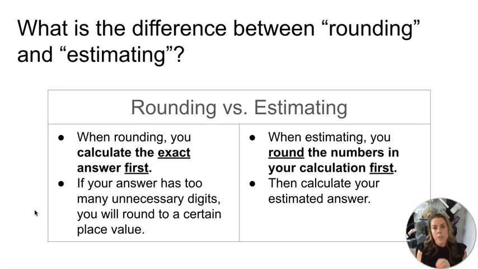With estimating, you are rounding the numbers first so that they're a little easier to work with. And I want you to think of always doing mental math with estimating, because you're rounding these numbers to a number that you can easily do without a calculator. And that's how we're going to estimate. So the difference is with rounding, we find the exact answer first, and with estimating, we round the numbers first and then do our calculations.